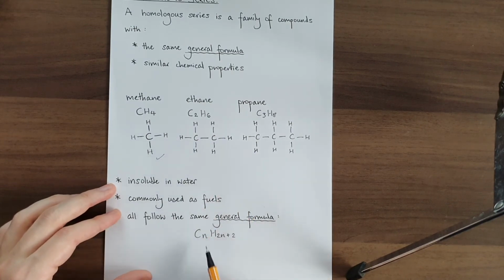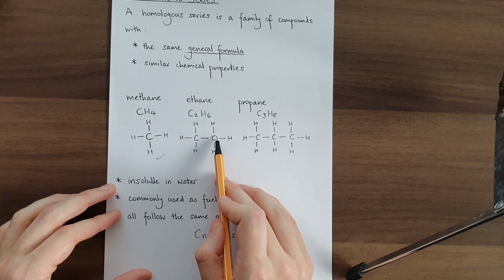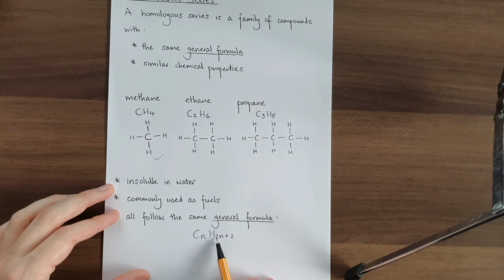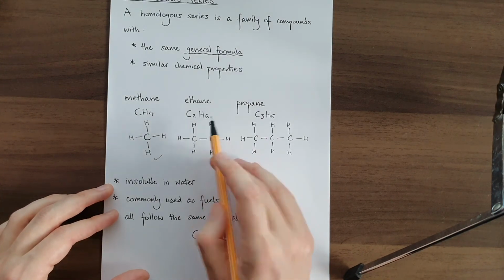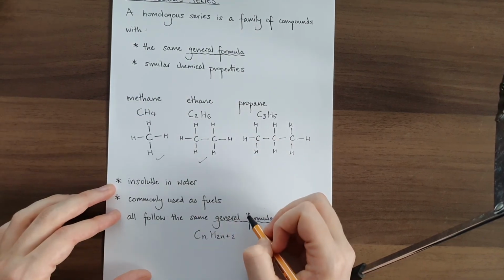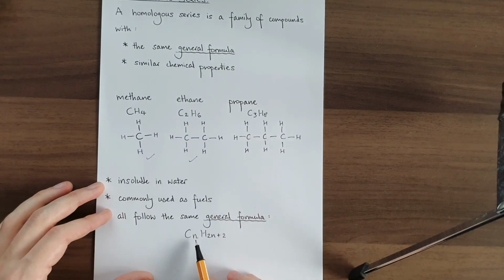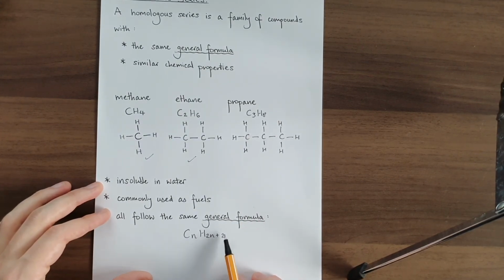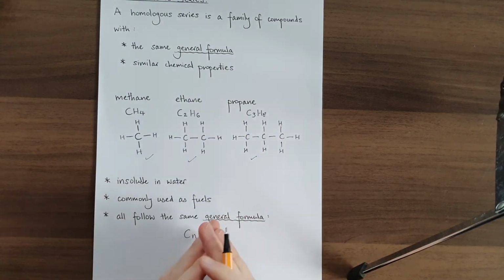What about this one? Well, in this case, my N is 2, because I have 2 carbons. And then what did we have to do to N? We have to times it by 2, and then add another 2. So 2 times 2 is 4, and then add another 2 is 6. So that one works too. And then of course, propane also works. C3, so N is 3, times N by 2, 3 times 2, which is 6. Add 2, which gives me 8. So that works too. So this is our general formula.